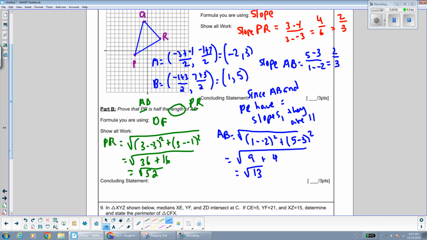So even if you aren't sure how these are related, you know that AB is supposed to be half the length of PR. So put into your calculator radical 52 divided by radical 13, and you will get 2. They are double each other. But even if you weren't sure about that, you can still write your concluding statement because you know what the goal is supposed to be. You know your distances are supposed to show that one is half the length of the other.